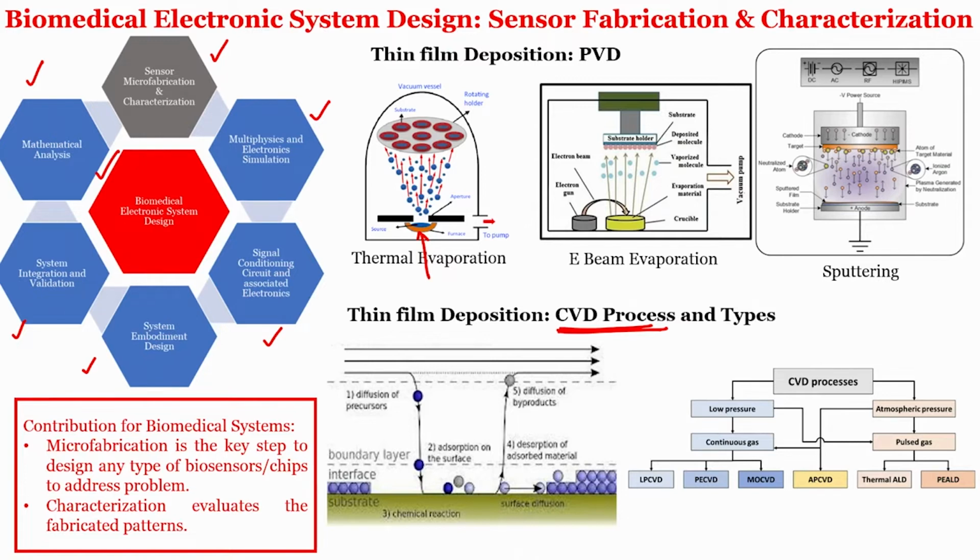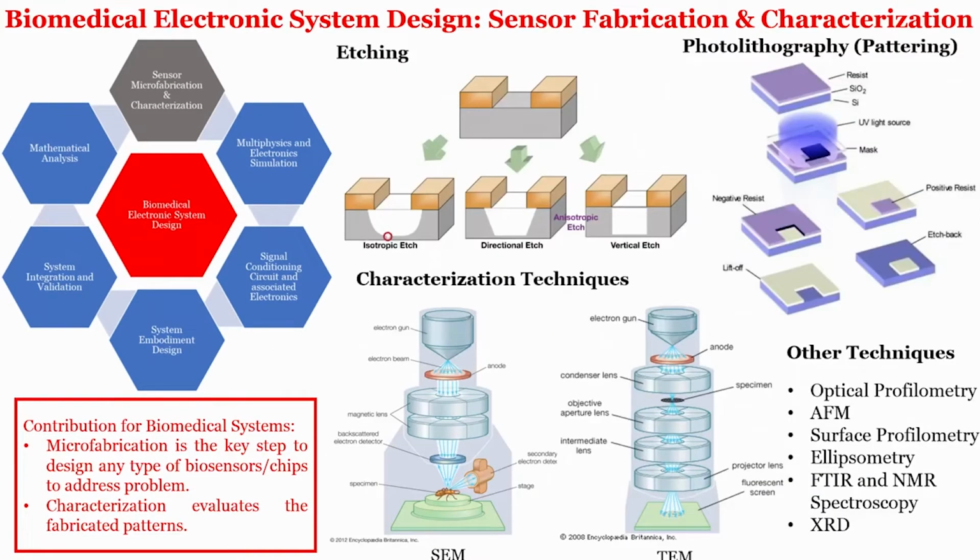So, in terms of contribution to biomedical systems, microfabrication is a key step to design any type of biosensor chips to address the problem, and characterization evaluates the fabricated patterns, right. So, this is one part of it where you understand how the metals are deposited. Now, once it is deposited, you also have to create different patterns, and how can you create different patterns? By using photolithography.